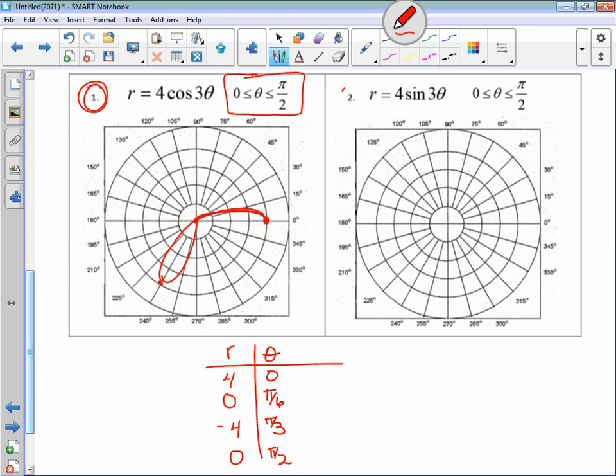Okay. All right. You guys try the second one here. See how you do on that. And again, you have in your head what this should look like if you graph the whole thing, right?